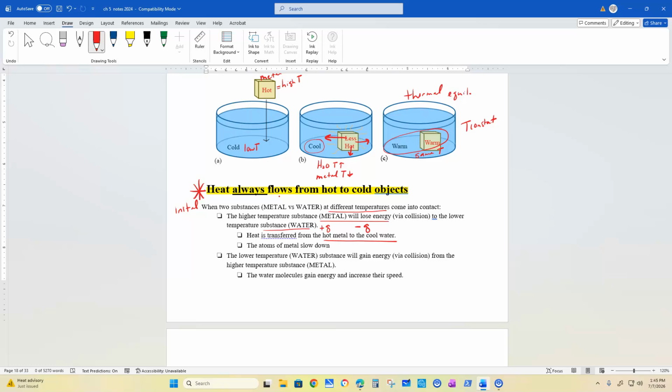The atoms of the metal start to slow down, so they lose kinetic energy because the water is gaining that kinetic energy. The lower temperature water will gain that energy from the higher temperature metal. So remember, the metal's still losing it. The water molecules gain energy and increase their speed. It's because the temperature increased, they have gained kinetic energy, which means they're faster. And not only faster, but more collisions.